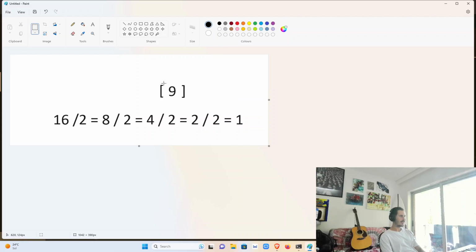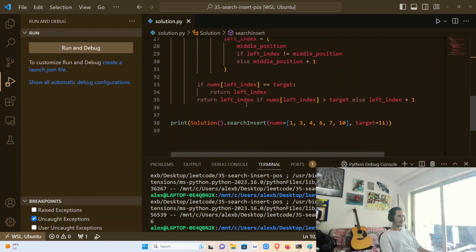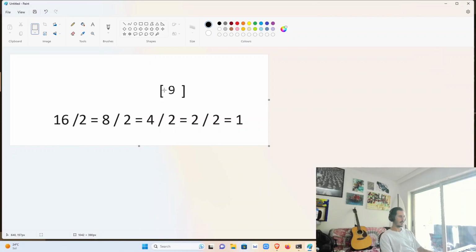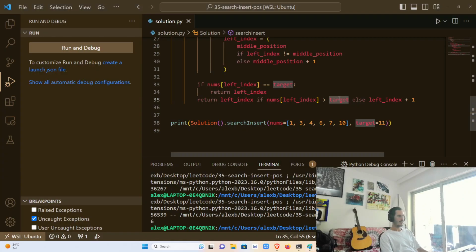And you do this. And at this moment, you kind of realize, oh, left index and right index are the same. So let's say if it's bigger, it's the left index. If not, it's the +1. So it's either left or right.